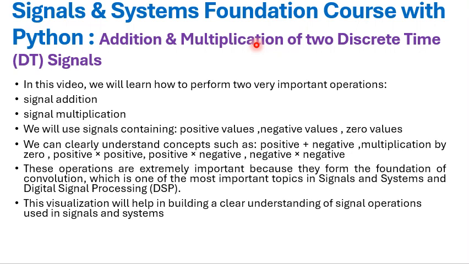These concepts are very clear to you in the arithmetic sense, but in the case of variables and signals it's slightly confusing, and these are very important because they form the foundation of convolution, which is one of the most important topics in signal and system, digital signal processing, and also other applications including artificial intelligence and so on. So this visualization will help in building a clear understanding of the signal operations used in these areas.